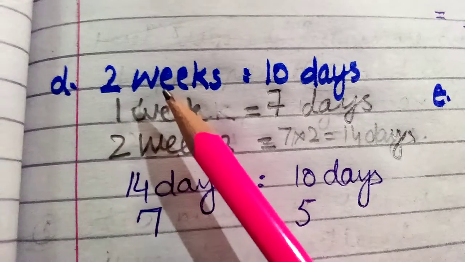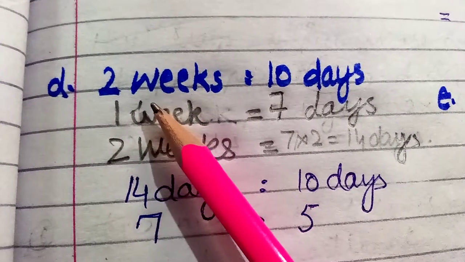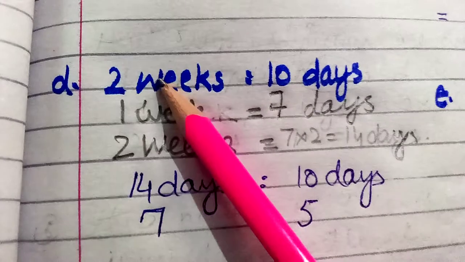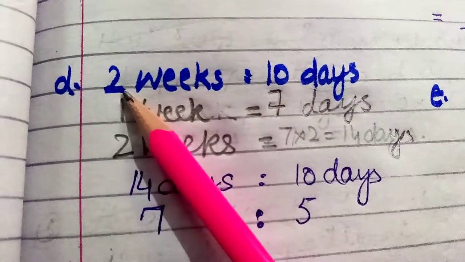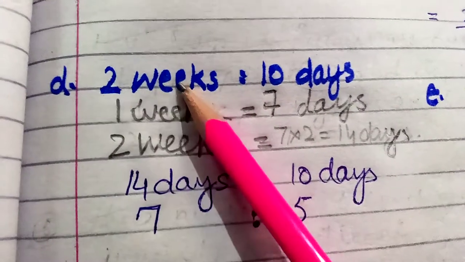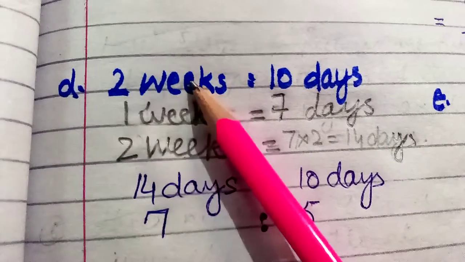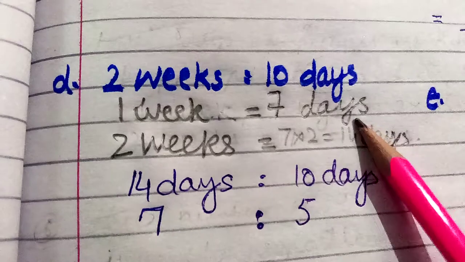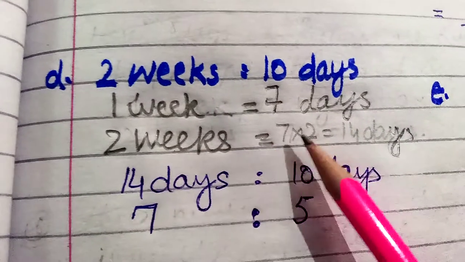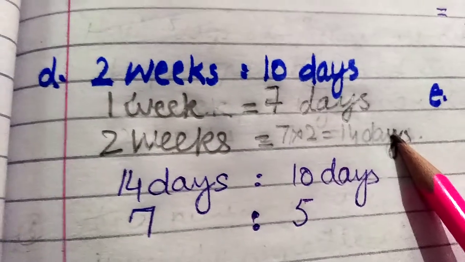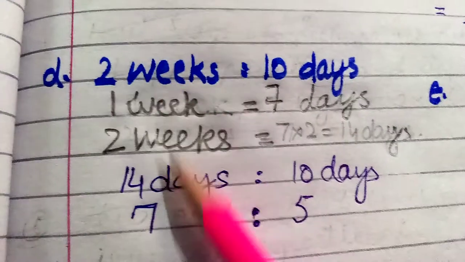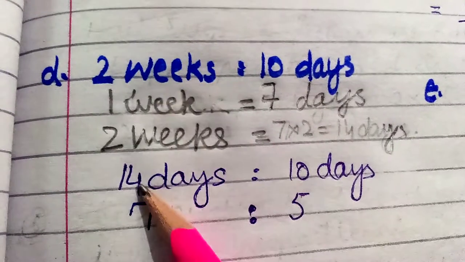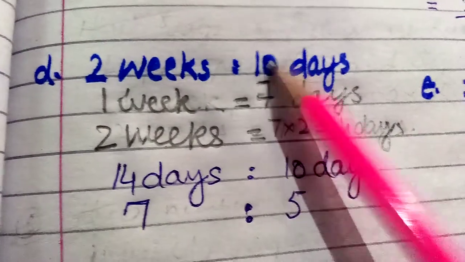We will change the weeks into days. 2 weeks and 10 days. It's very simple and easy to change weeks into days. That's why we will change weeks into days. 1 week equals 7 days. 2 weeks has 7 2s are 14 days. Now instead of 2 weeks we will write 14 days, because 2 weeks has 14 days, and 10 days.